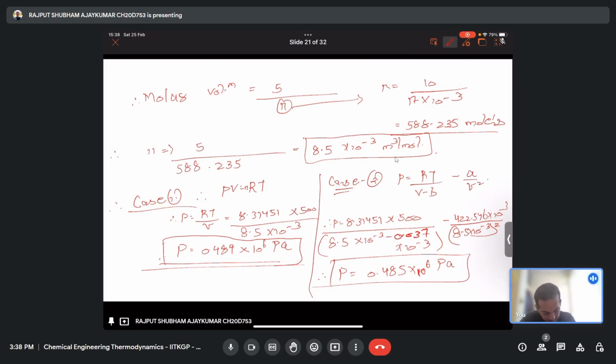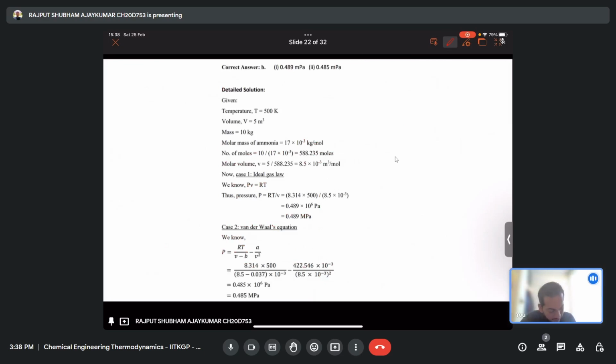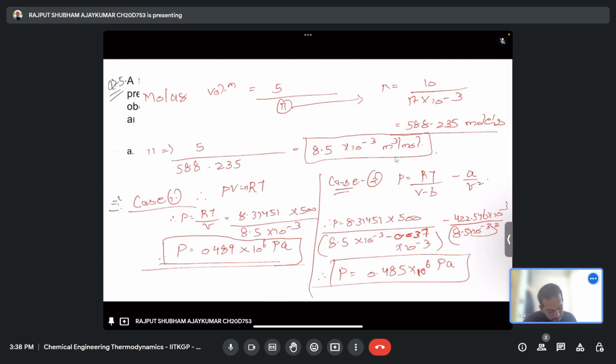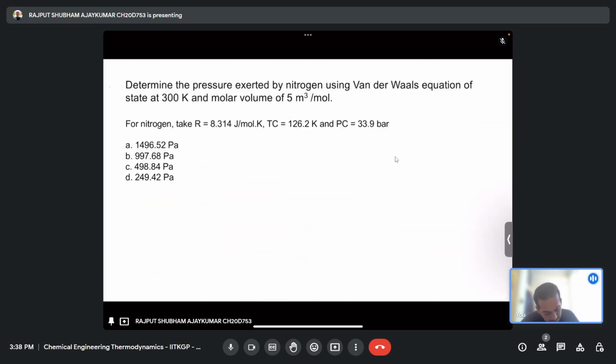So this is the first one, and I have given the detailed solution. The first one is using the ideal gas equation of state, P equals RT by V. The second one is the Van der Waals equation of state, that is P equals RT upon V minus B, minus A by V square. Okay, and we have matched the equations also. So let us solve another one.